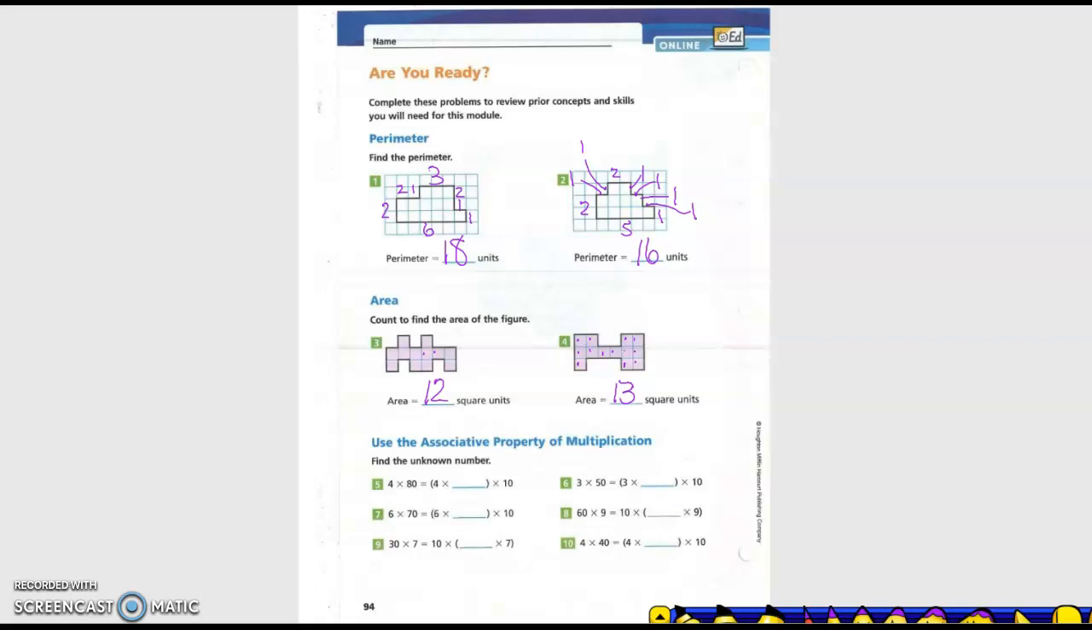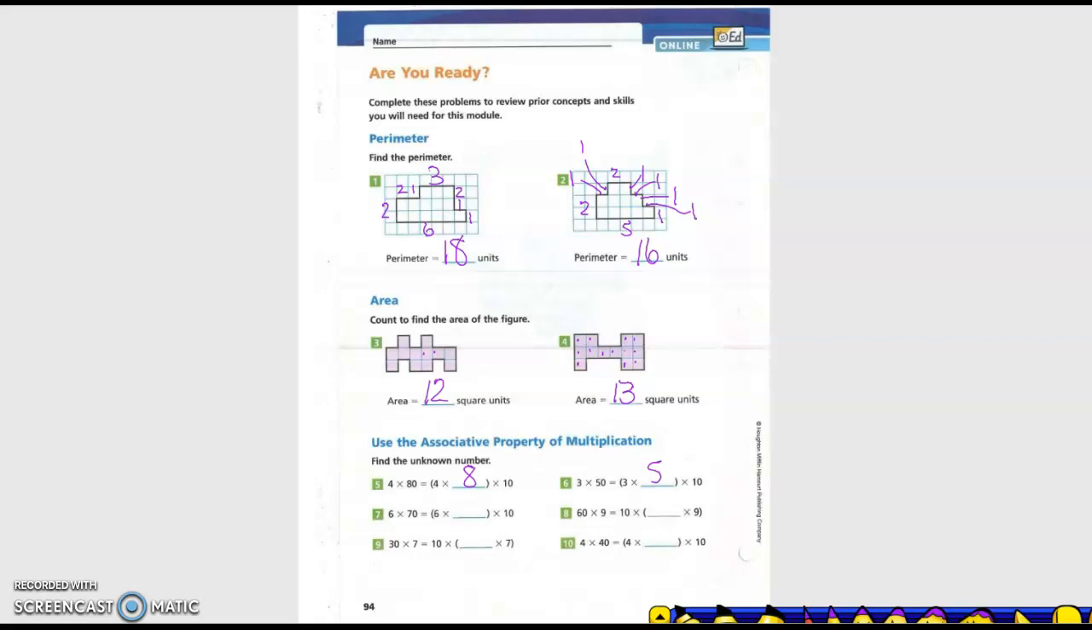Use the associative property of multiplication. Find the unknown number. So they're saying 4 times 80, but they want to break it apart. Okay, so 4 times what? Times 10. So what do we? 8, right? 3 times 50. So they broke it apart. They broke the 50 apart. 3 times 5 times 10. So basically they're using the units of 10 to make it a little easier to work, right?